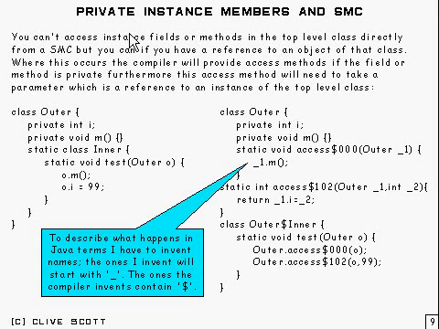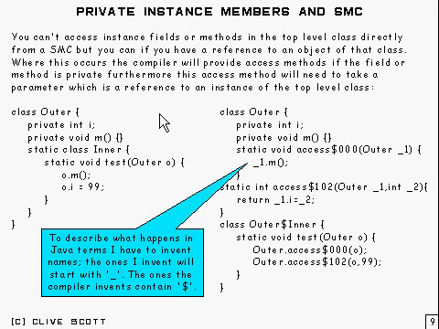What about private instance methods and private instance fields? What about accessing those from a static method member class? Well, of course, you can't access instance fields or methods in the top level class or enclosing class directly from a static member class. But you can if you've got a reference to an object of that class. And where this occurs, of course, the compiler is going to have to provide access methods. That is, if the field is private, or the method's private.